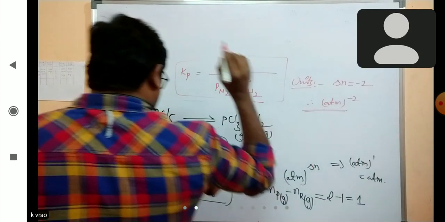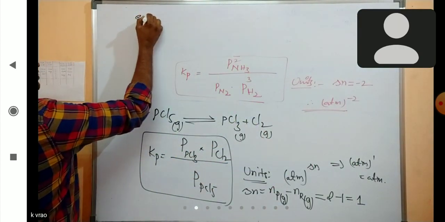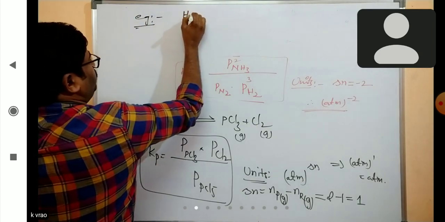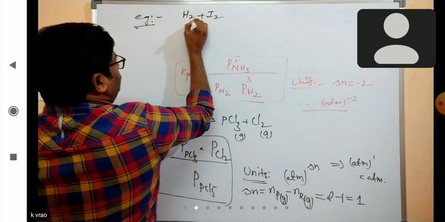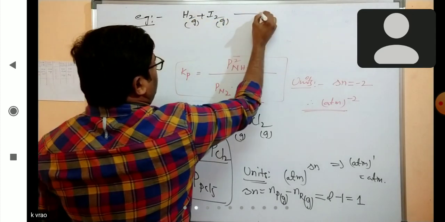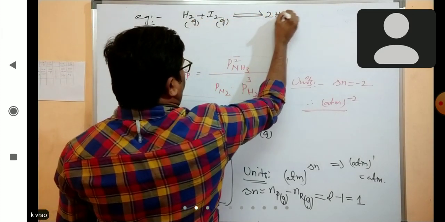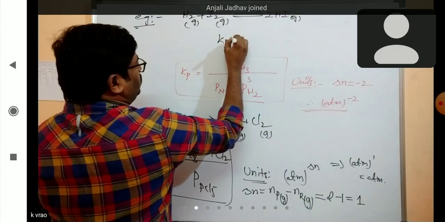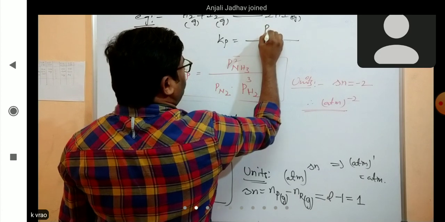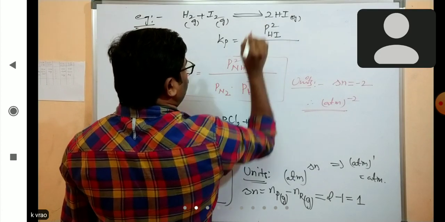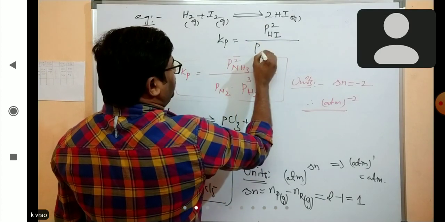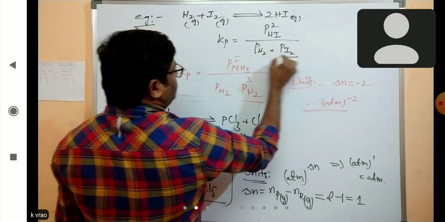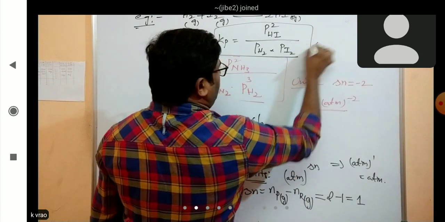So, last example of this category: H2 plus I2 gives 2HI gas. So, Kp expression is equal to partial pressure of hydrogen iodide power 2 by partial pressure of hydrogen gas into partial pressure of the I2 gas. This is a Kp expression.